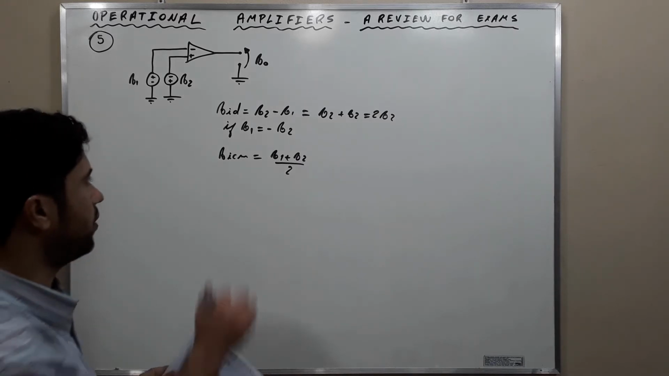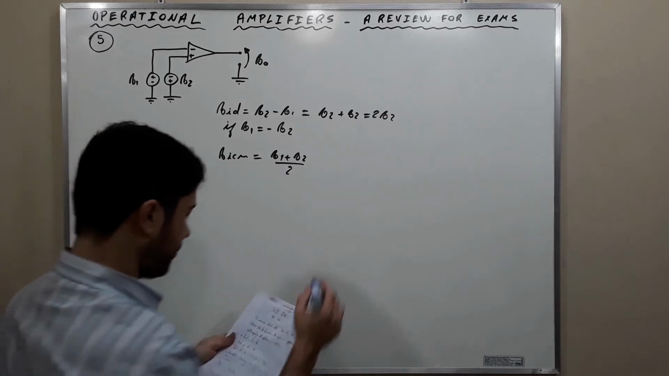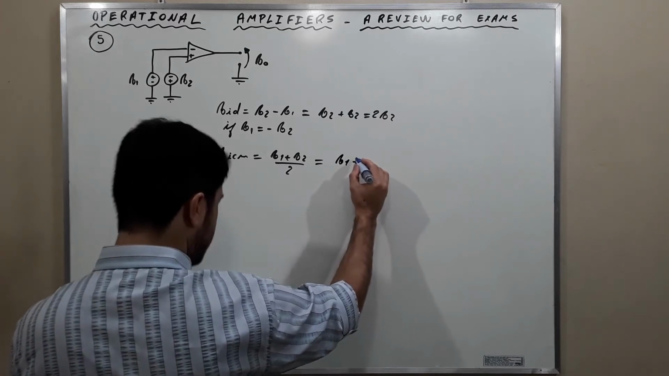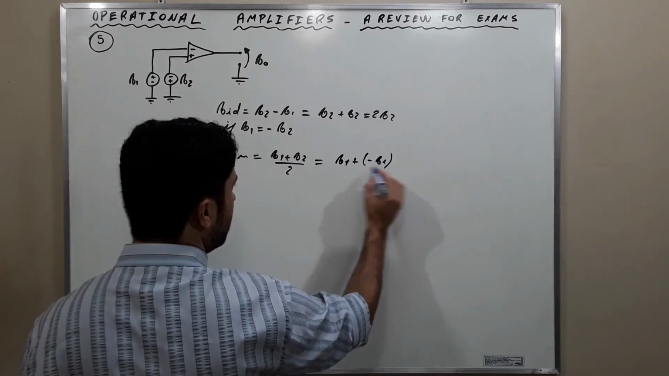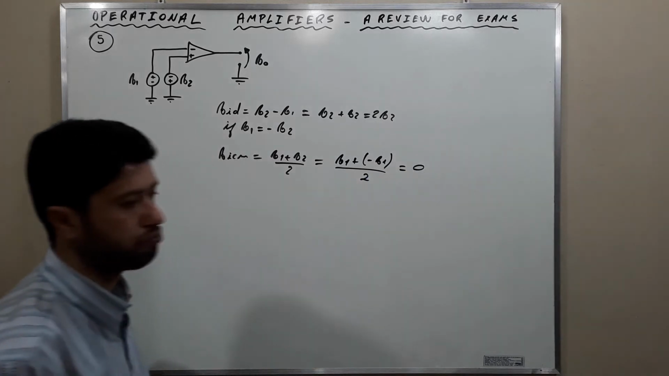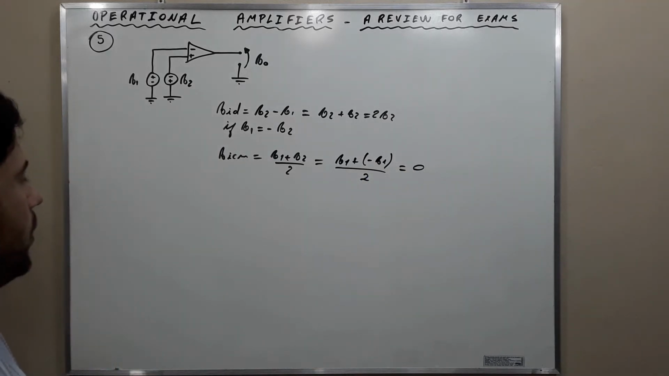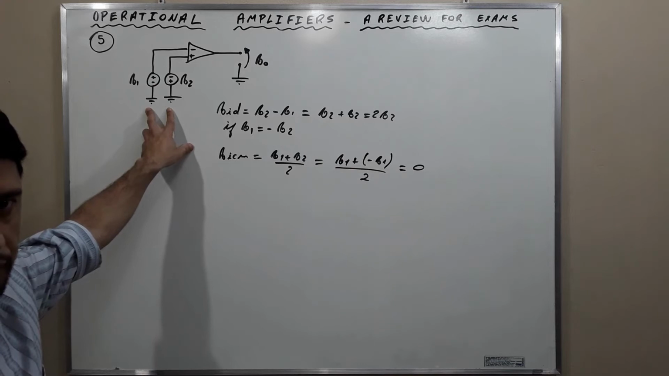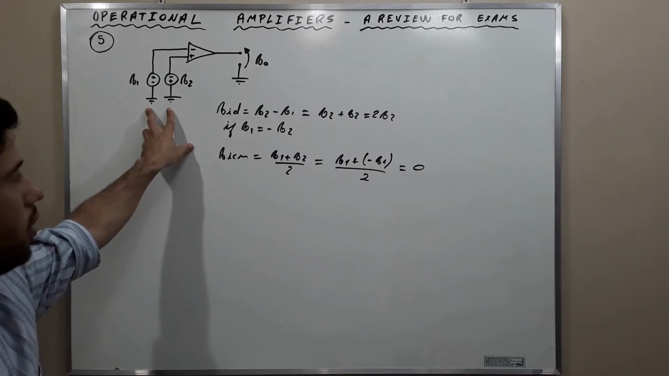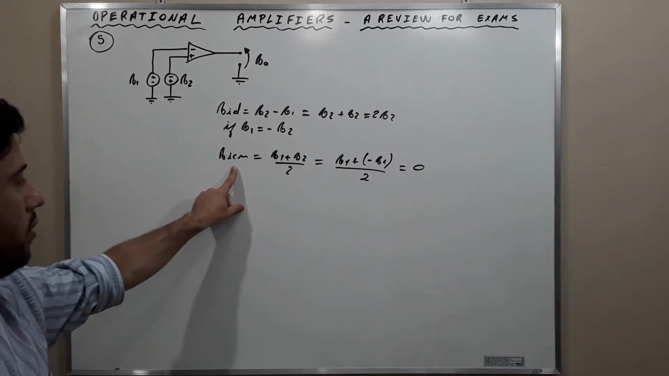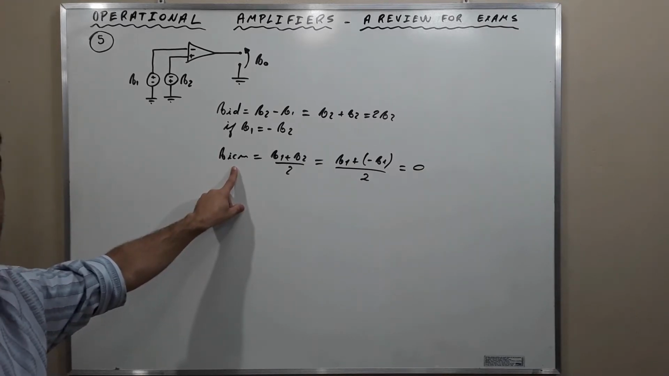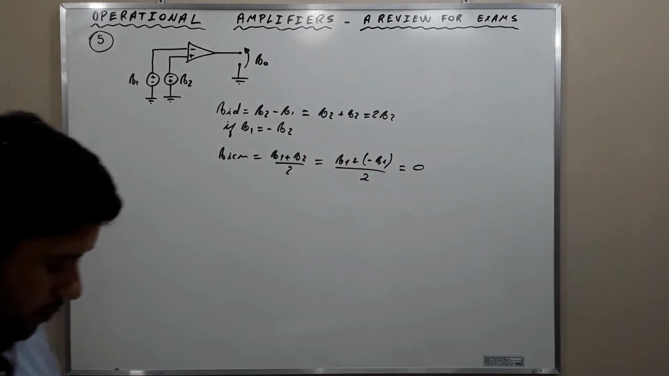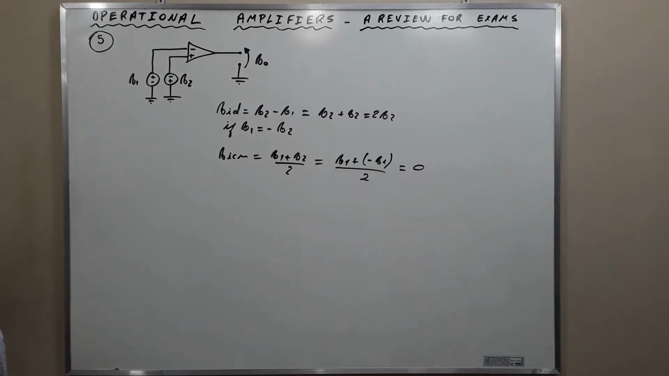And since V1 is the negative of V2, we use that V1 plus negative V1 divided by 2 is equal to 0. Okay? If they are perfectly equal in magnitude but opposite in sign, then we are rejecting common mode signals and we are amplifying only the difference. What is the conclusion that we get from this?